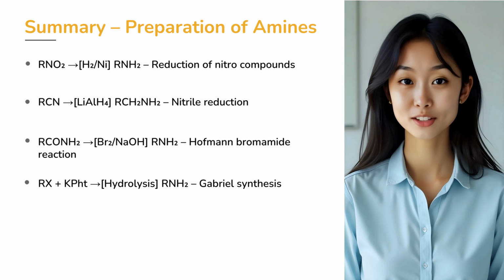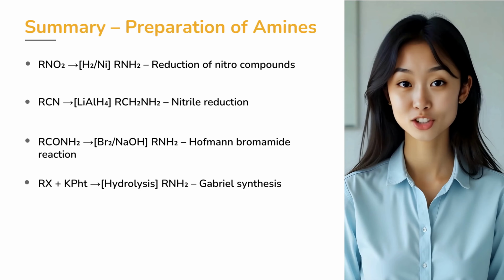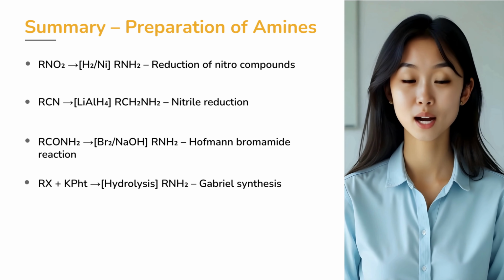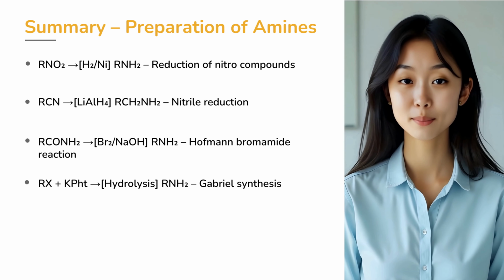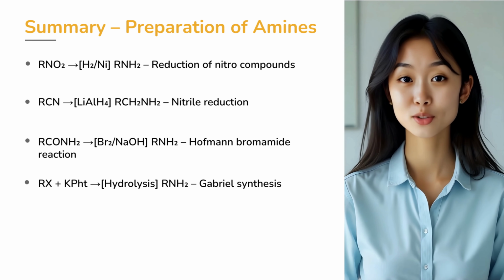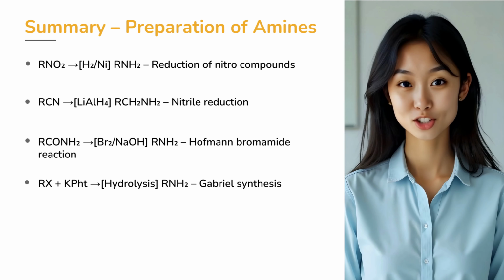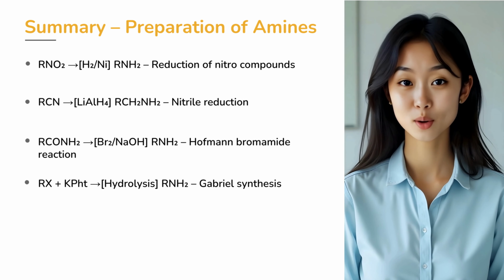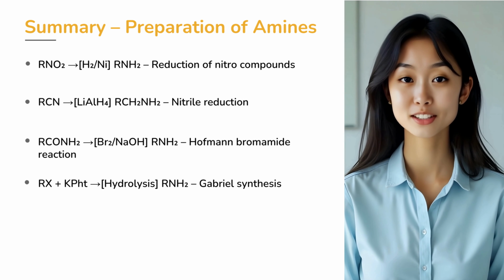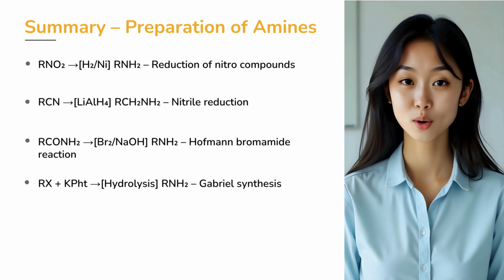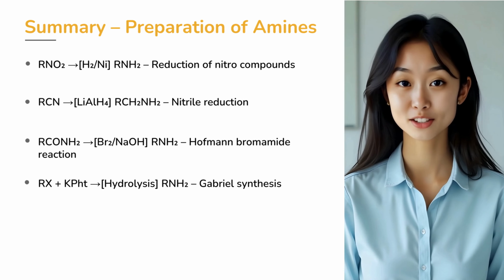Alright, future chemists, let's wrap up our amine preparation journey. We've seen that nitro compounds can be reduced with hydrogen and nickel catalyst to form amines. Nitriles can be transformed into primary amines using lithium aluminium hydride. The Hoffmann bromamide reaction shows us how to convert amides to amines with bromine and sodium hydroxide, and finally, Gabriel's synthesis cleverly uses potassium phthalimide and hydrolysis to yield pure primary amines from alkyl halides.